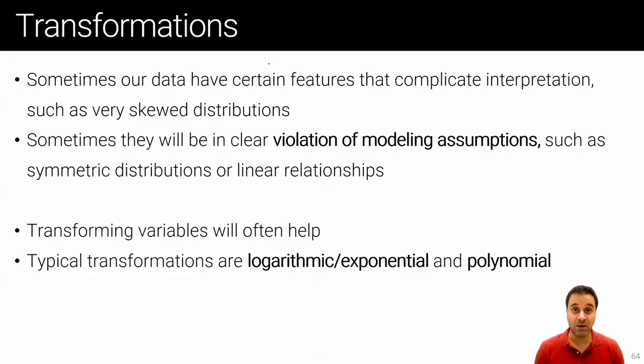So finally, let's talk about transformations. And the reason is that sometimes our data have certain features that just complicate our interpretation, or they might be hiding something. Things like maybe very asymmetric distributions in a numerical variable. Sometimes they will be in clear violation of modeling assumptions, and this is something we will care about deeply when we talk about regression analysis, such as again symmetric distributions or the fact that the relationships are not linear, maybe.